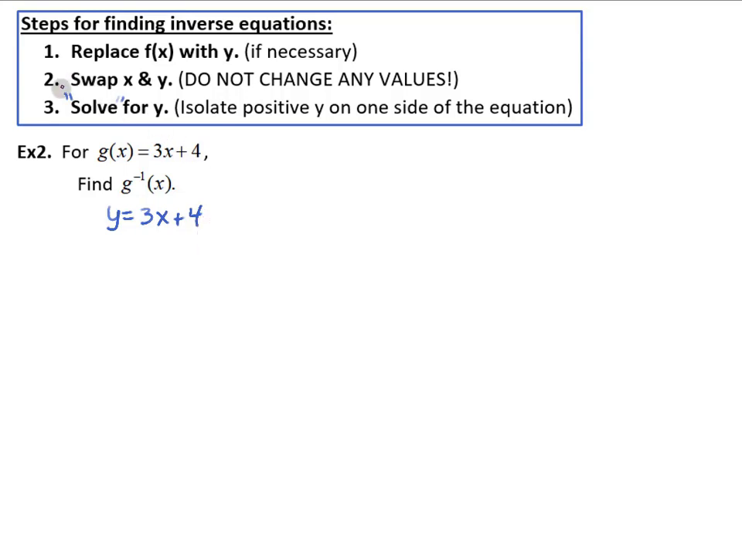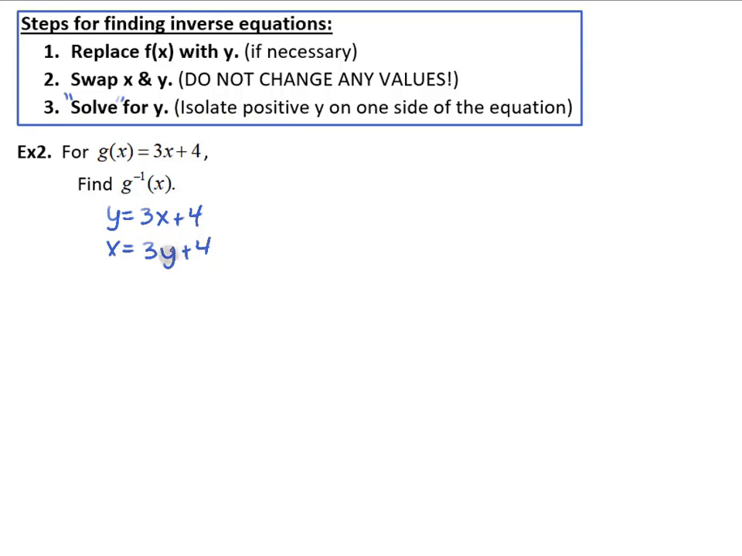Okay, step 2, really important when we're finding inverses, swap x and y. So instead of y equals 3x plus 4, we're going to have x equals 3y plus 4. So y became x, and x became y. That's step 2. Don't change any of the numbers. Don't bring the 3 over here with the x. Okay, it stays put.